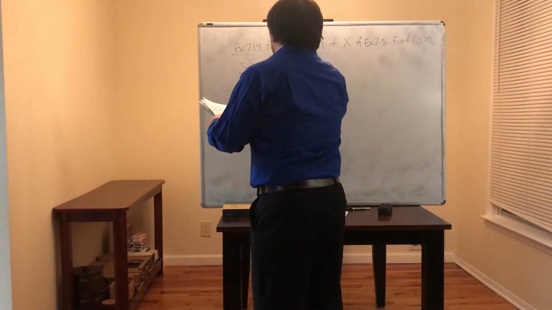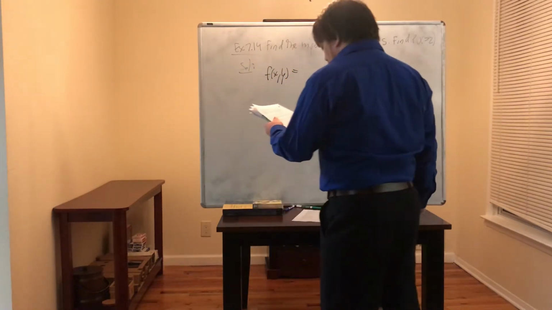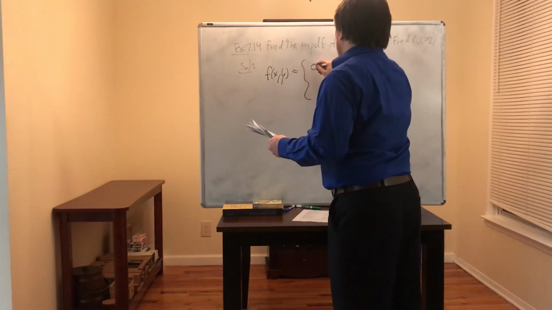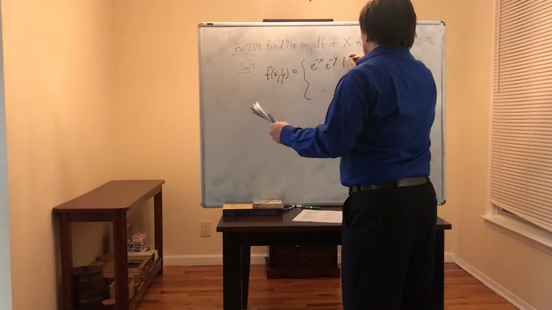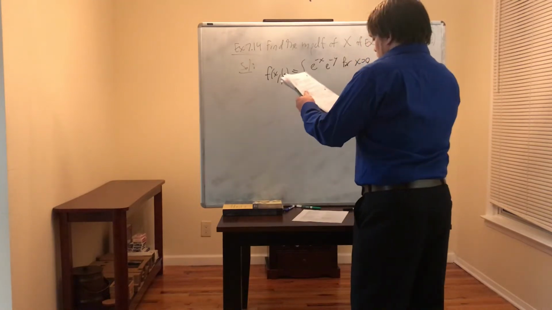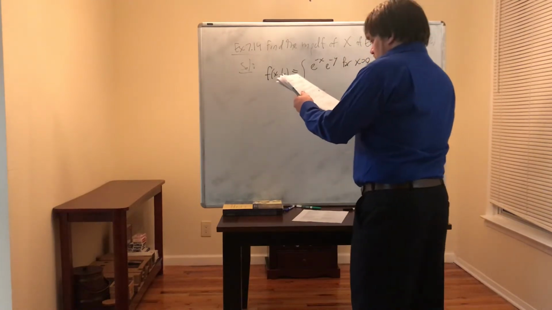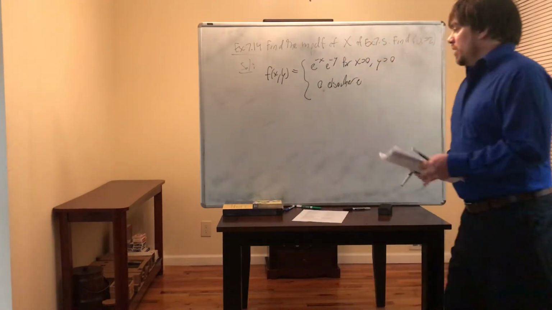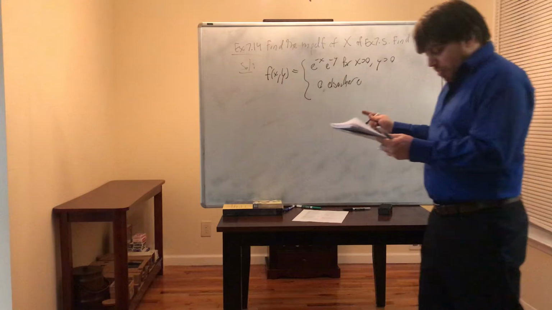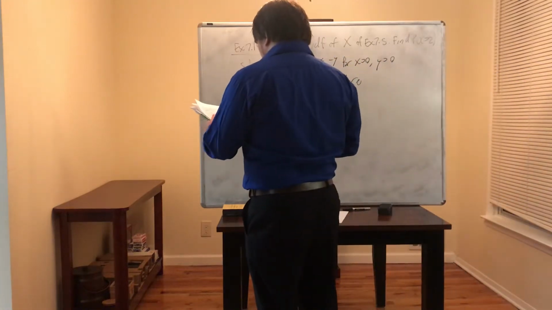So here's the joint probability density function of x and y, f of x comma y. I'm going to tell you that it's e to the negative x times e to the negative y for positive x and positive y, and it's 0 elsewhere. If you do this example, you would get that as the joint probability density function of x and y.